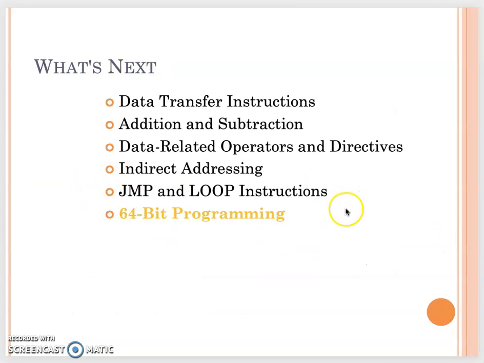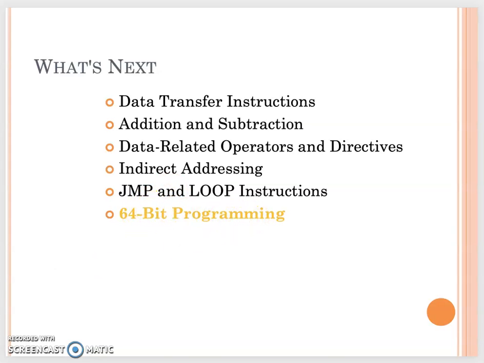In this video, we want to talk about what we introduced earlier in these 2 weeks. We talked about data transfer instructions, for example, move, add, sub, increment, decrement, or exchange. Then we talked about the data-related operators to associate with the array. Then we talked about the jump and the loop. For all those things we talked about in the 32-bit environment, what's different in 64-bit programming?